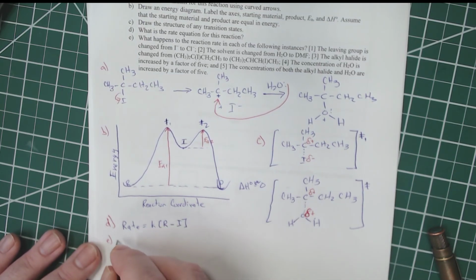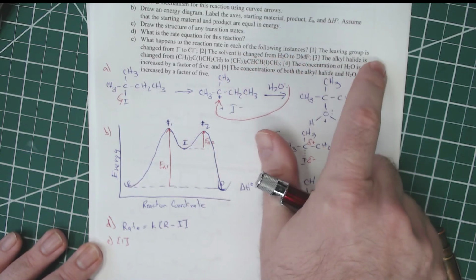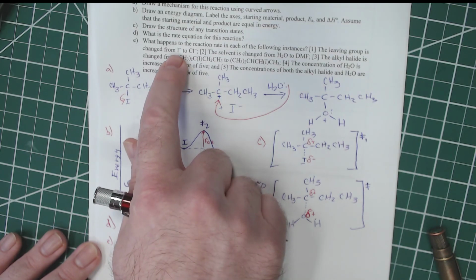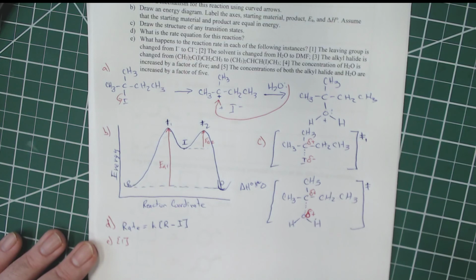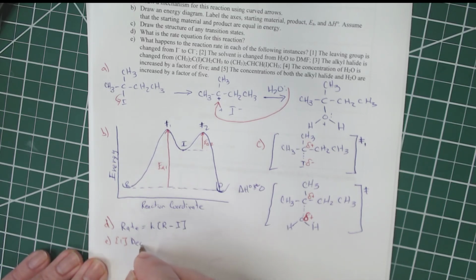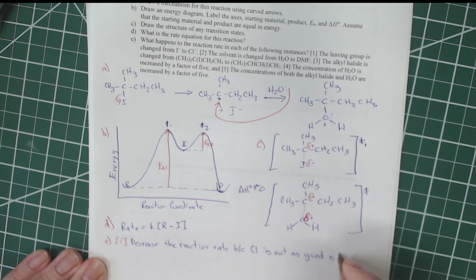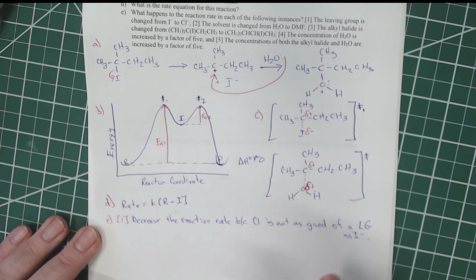And now for part E, we'll go through and look at these steps. So what happens to the reaction rate in each of the following instances? The leaving group is changed from iodide to chloride. Well, iodide's a much better leaving group than chloride, so this is going to decrease the rate of the reaction. All right, so chloride is not as good of a leaving group as iodide.